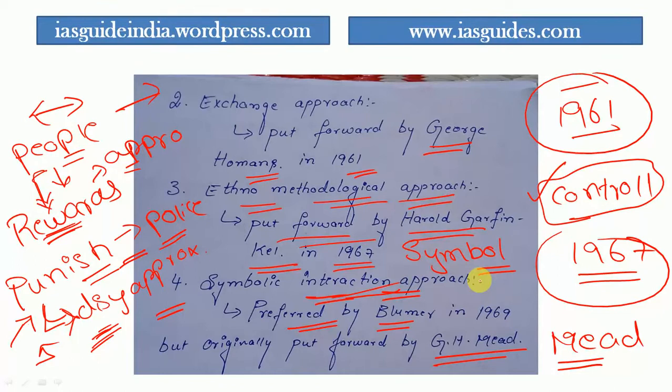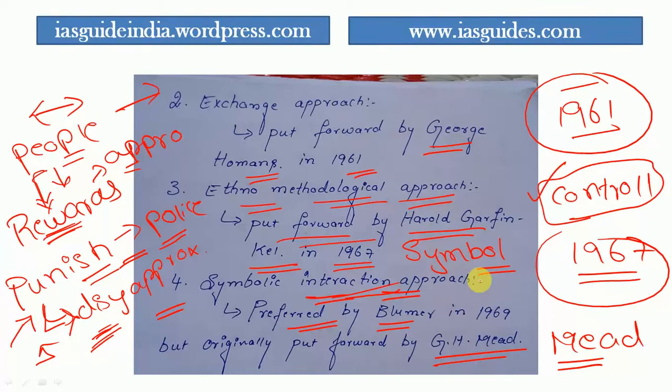Some other symbols: written and spoken language are also symbolic interaction. Written language is also symbolic interaction. The email you are sending to your friends is also symbolic interaction. You are attaching meaning to the words. Written languages, spoken languages, all are symbolic interactions.